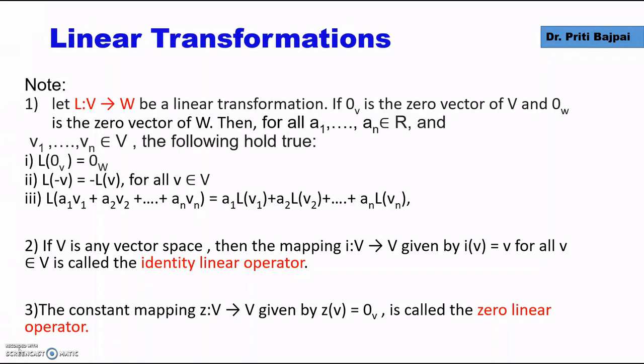We have two types of operators. One is the identity linear operator. What is this? This is an operator that, when applied to a vector v, gives us the same vector. If this happens, we call the linear operator an identity linear operator. And if we apply an operator on a vector and we get the zero of our vector space V, then such an operator is called a zero linear operator.